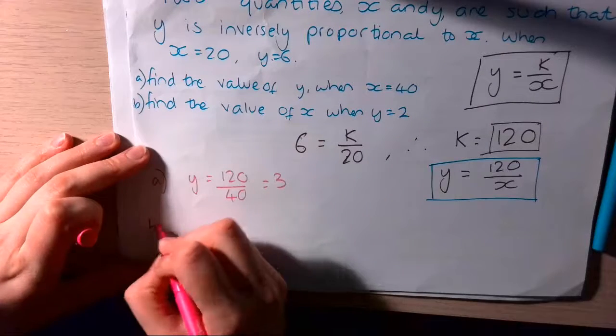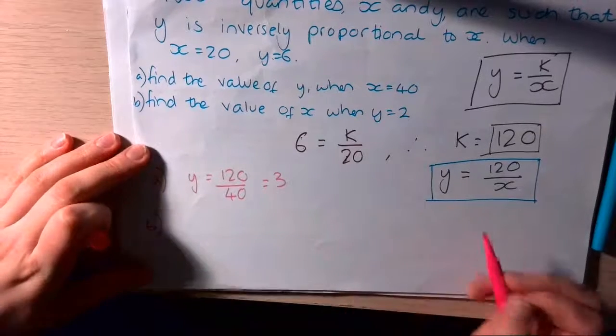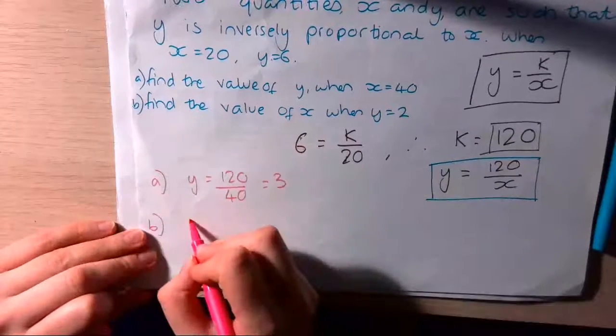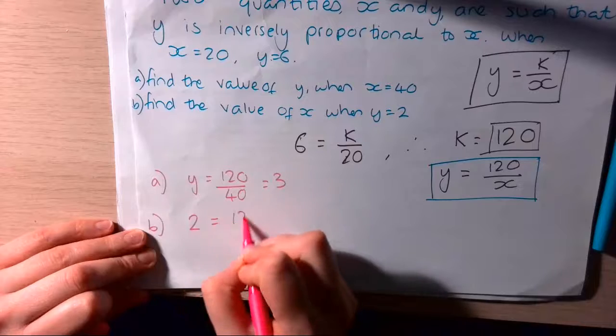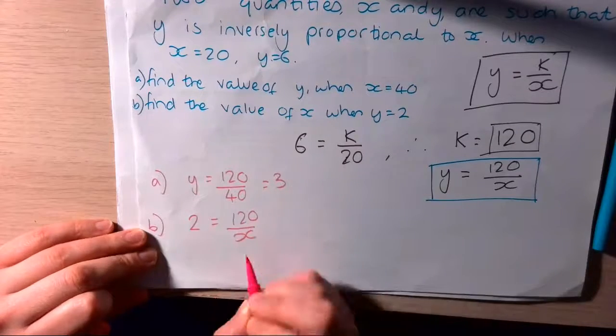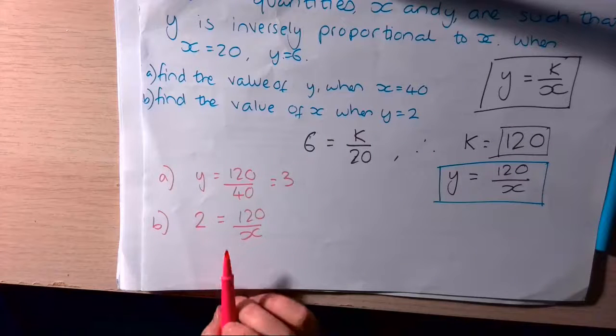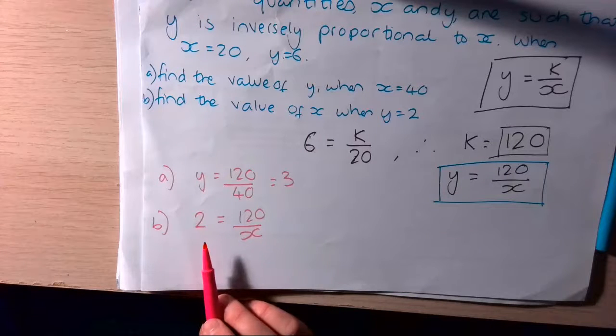And then for part B, a small matter of rearranging, but nothing you shouldn't be able to handle. We've been told that y is 2, and we've got 120 over x. Okay, we need to solve for x. Now just be careful, this actually came up a lot when we did trigonometry, and I know a few of you struggled with this, okay?